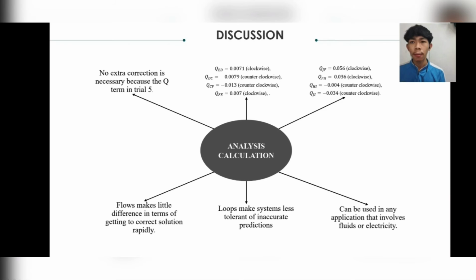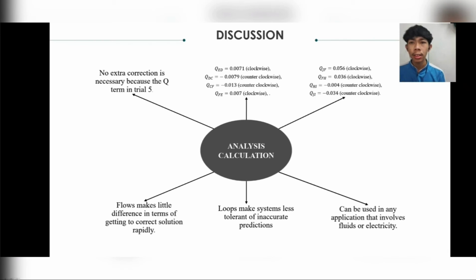For the values for loop 5, the first one is QJF equals 0.056 clockwise, and QFH equals 0.036 clockwise, and QHI equals negative 0.004 counterclockwise, and QJI equals negative 0.03 counterclockwise for loop 5.